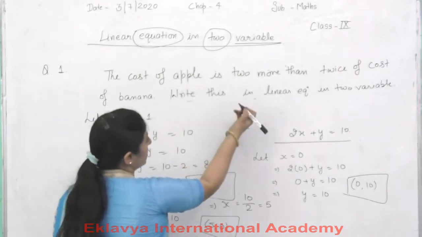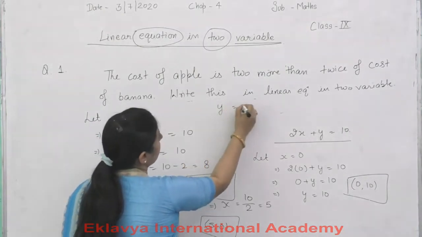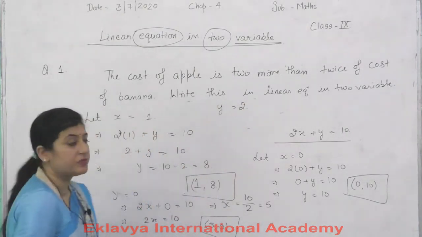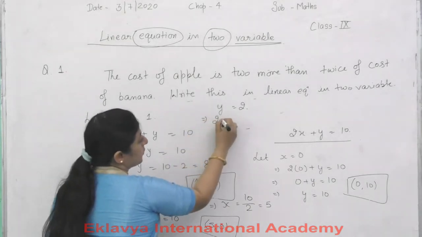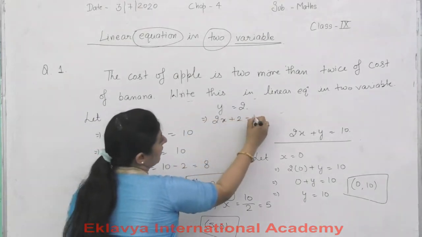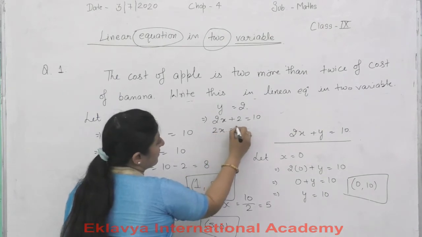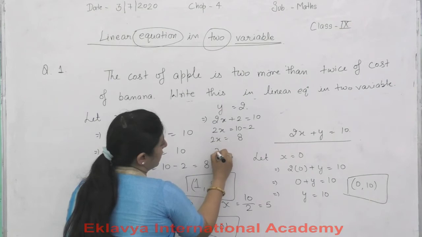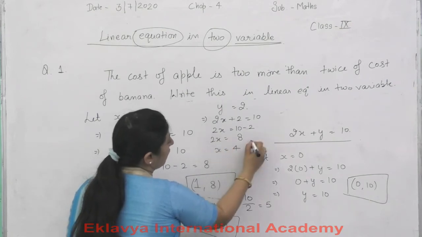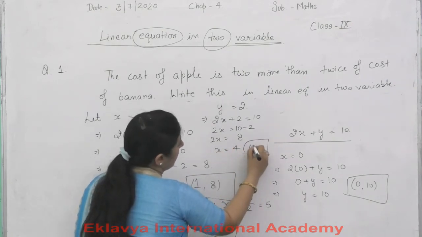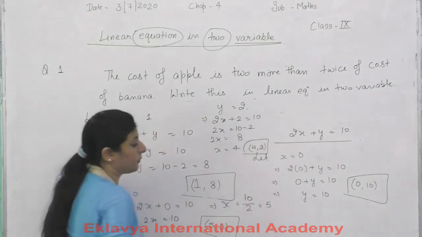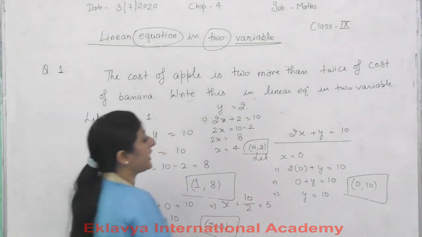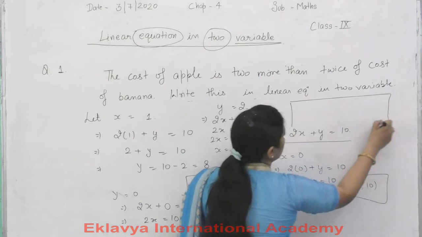Now for the fourth solution, we can take any value. Y is equal to, suppose I take 2. It becomes 2x plus 2 is equal to 10. 2x is equal to 10 minus 2. 2x is equal to 8. X is equal to 4. Then our solution is 4, 2. Then in the last you write all the 4 solutions in a table.